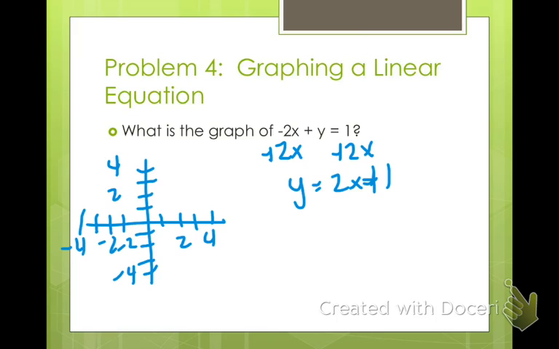Alright, so let's see. When we start this, we're going to start at this plus 1. That's our y-intercept. We know it crosses the y-axis at 1. And our slope is 2. We can also write that as 2 over 1. So that means from that point we go up 2 and over 1. And then we can connect the dots. There you go. We just made a graph.